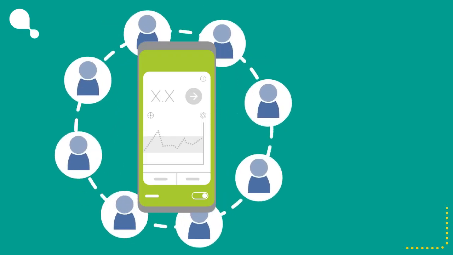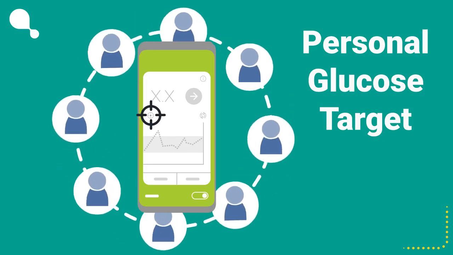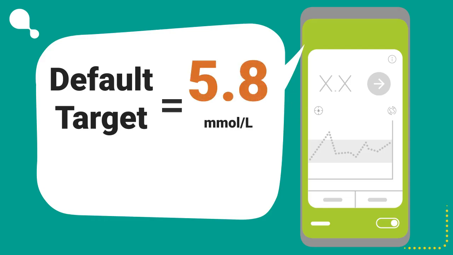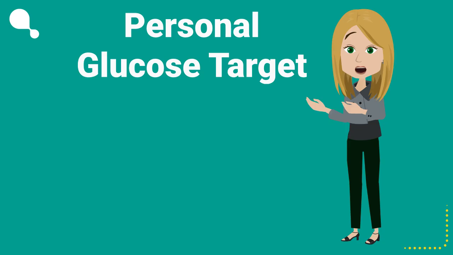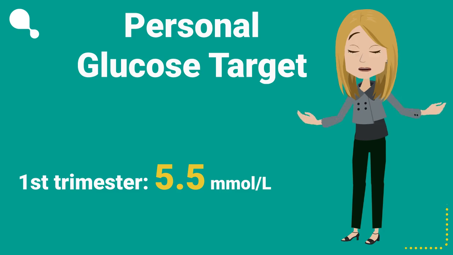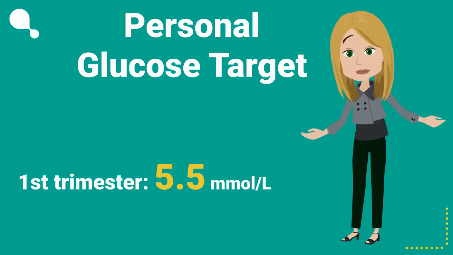The app's personal glucose target controls the level the algorithm is aiming to achieve when auto mode is on. The default target is 5.8 millimoles per liter. You are able to set this target anywhere between 4.4 and 11 millimoles per liter across the 24 hours of the day. In the first trimester, when the risk of hypos is higher, the personal glucose target is commonly set to 5.5 millimoles per liter.